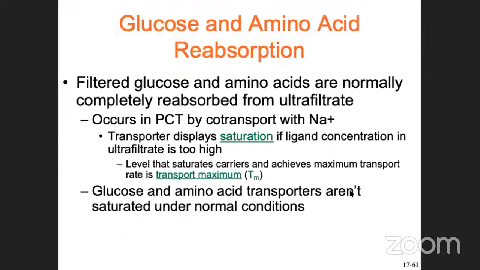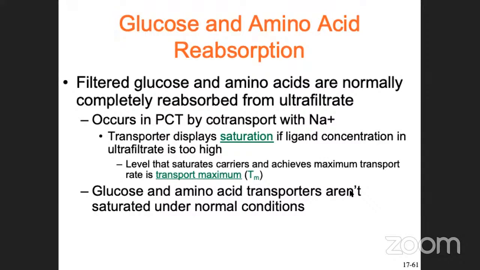Glucose and amino acids are also important molecules involved in reabsorption, at quite an early stage in the PCT, and the filtered glucose and amino acids are normally completely reabsorbed from the ultrafiltrate. Okay, this is at the PCT stage. This occurs in the PCT by co-transport with sodium. Sodium, chloride, potassium, glucose, amino acids, bicarbonate, all of these are reabsorbed back into the capillaries.